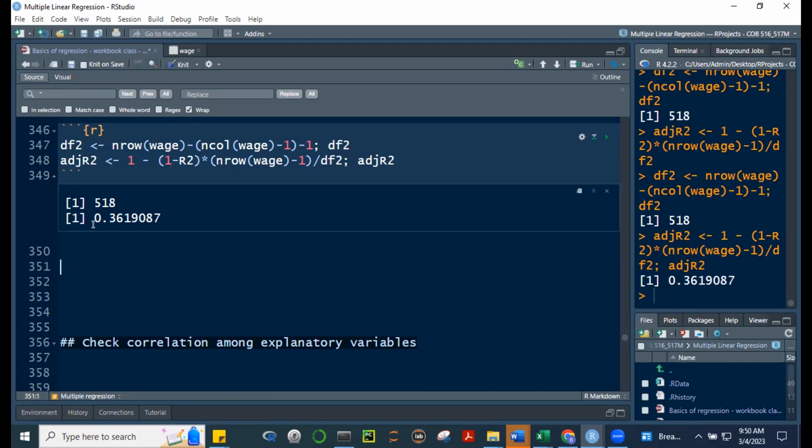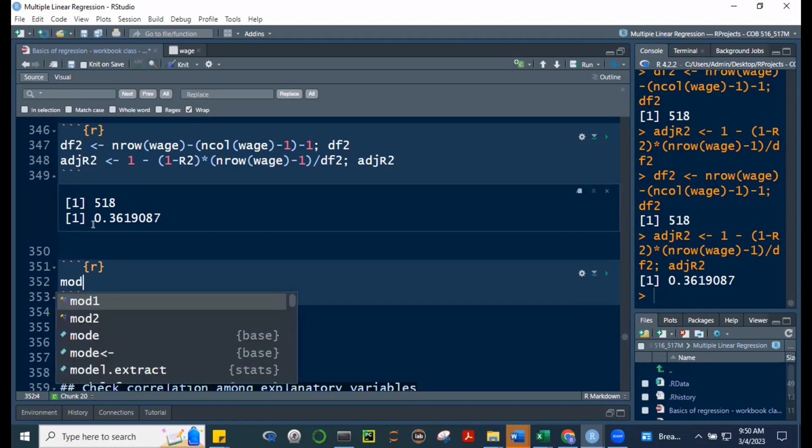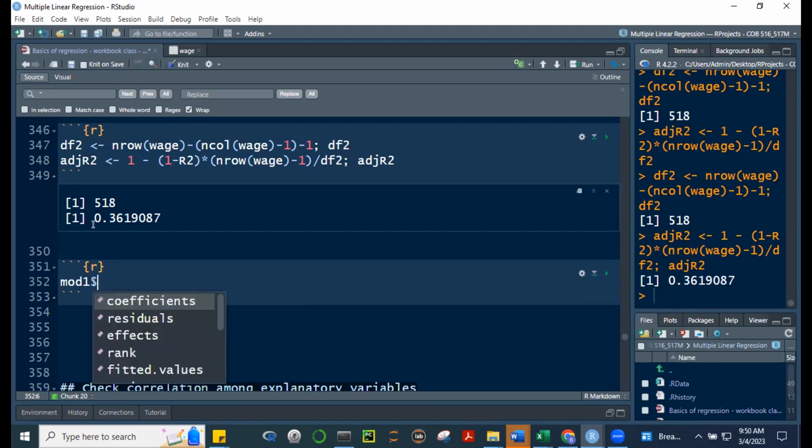Okay, in fact, let's see, model 1. Is there the R squared here?